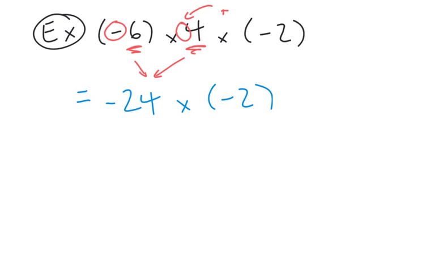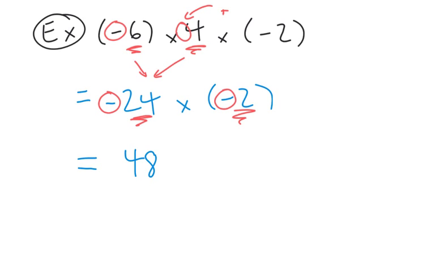We're going to use the exact same method. Let's take a look at these two numbers of 24 and 2. 24 times 2 is 48. Once we multiply those numbers, we have to deal with the signs. This is a negative number, and that is a negative number.